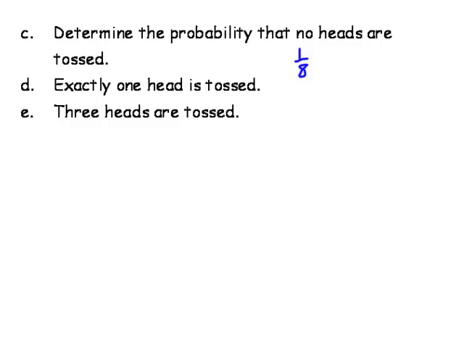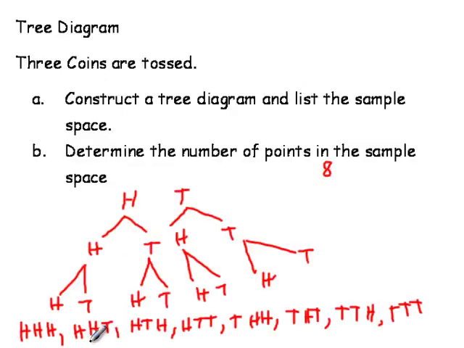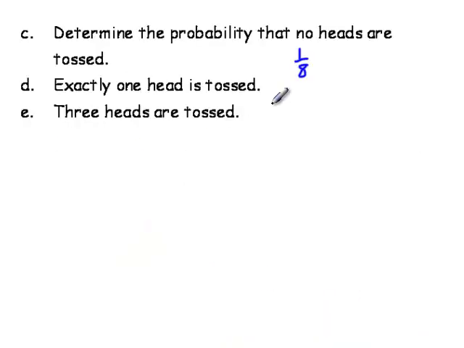Exactly 1 head is tossed. Using our tree diagram, 1 head. Here's 1 head. Here's 1 head, so there's 3 out of 8, or the probability is 3/8.